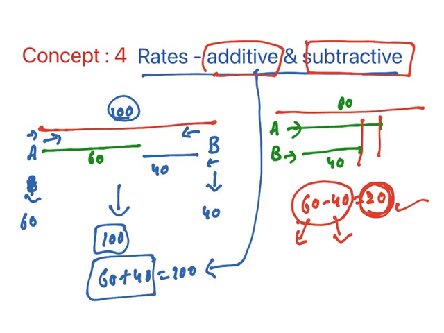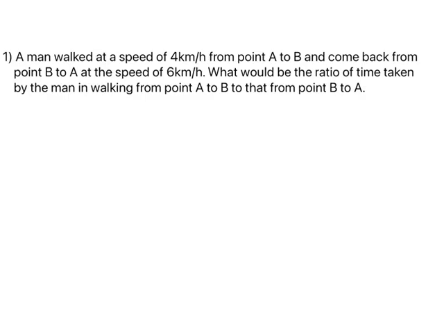We'll understand this concept while doing the problems. So understand these four core concepts. These are enough to solve any kind of time and distance related problems. Let us do the problems and understand the concepts. Now see, a man walked at a speed of 4 km per hour from point A to B and came back from point B to A at 6 km per hour.